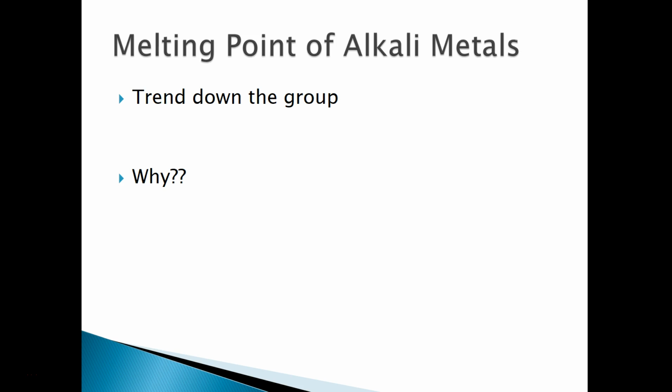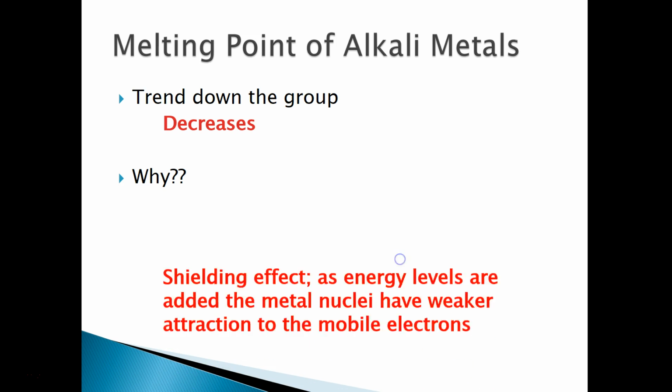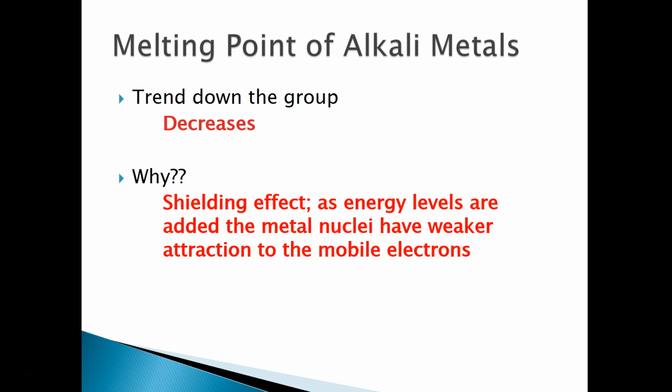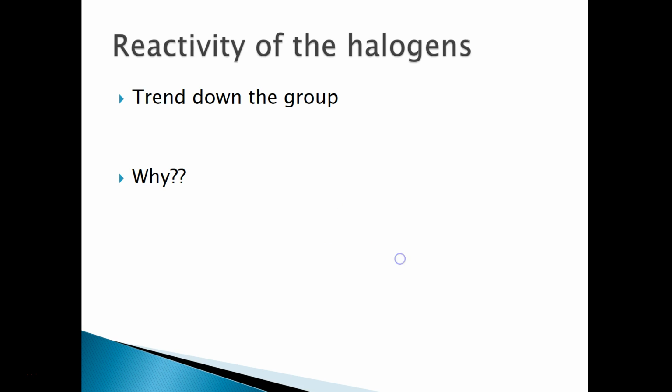Now this has to do with the nature of metallic bonding, which we'll talk about a little bit more in Unit 4. But since they're trends in the periodic table, I feel like it's a good idea to talk about it here. So for the melting point of alkali metals, the trend going down the group is that the melting point decreases. And the reason why is because of the shielding effect. As energy levels are added, the metal nuclei will have weaker attraction to the mobile electrons that hold the whole thing together. And again, I will explain metallic bonding in a subsequent unit. But for now, just know that the trend in melting point decreases going down the group for metals.